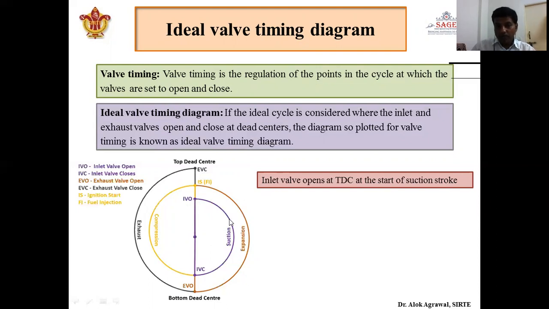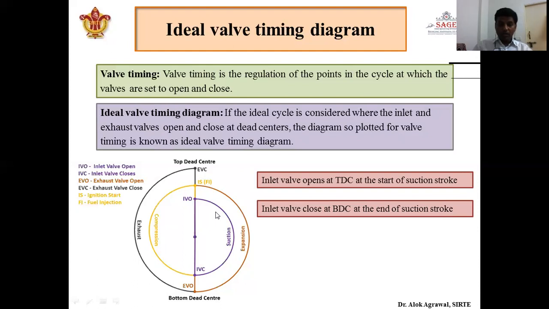It will remain open till the piston reaches bottom dead center, where the inlet valve closes, that is IVC, inlet valve close. So according to the ideal condition, what is happening? The inlet valve opens at the start of the suction stroke when the piston is at top dead center, and the inlet valve closes exactly when the piston reaches bottom dead center, or we can call it the end of the suction stroke. So during the 180 degrees of revolution of the crankshaft, or one stroke of the piston, the inlet valve remains open and the outlet valve remains closed.